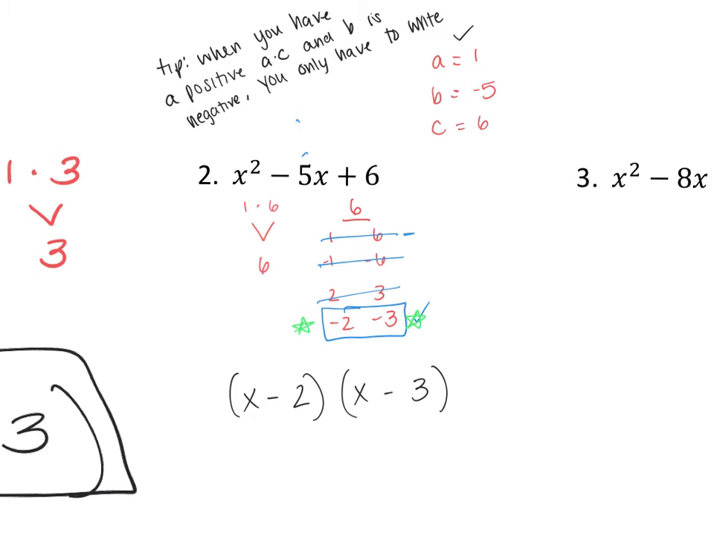You only have to write the negative factor pairs. Okay, and the same vice versa. If B were to be positive, you would only write the positive factor pairs. Okay, so that's a little tip. So that goes for positive and negative numbers, okay? But only when your A times C is a positive number, okay?